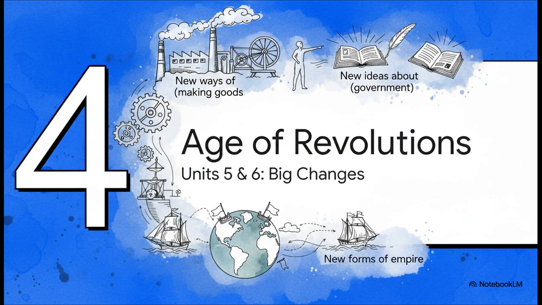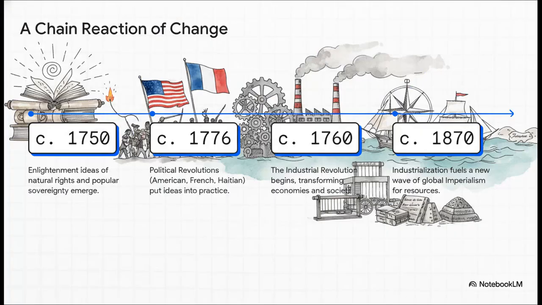Okay, let's dive into the next era and hold on tight, because this period is one of absolutely radical, world-shaking change. We're talking new ideas about government, new ways of making stuff, and new kinds of empires that completely reshaped the globe. This timeline shows a perfect cause and effect cascade. It all starts with the Enlightenment, where philosophers are cooking up these radical new ideas about liberty and who should have power.